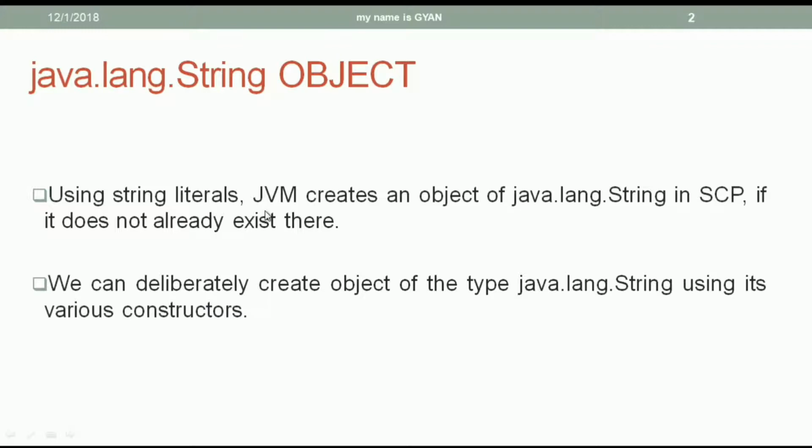Using string literals, JVM creates an object of java.lang.String in SCP if it does not already exist there. But we can deliberately create objects of type java.lang.String using its various constructors. The class String has various constructors. Using them, we can create objects of type java.lang.String.